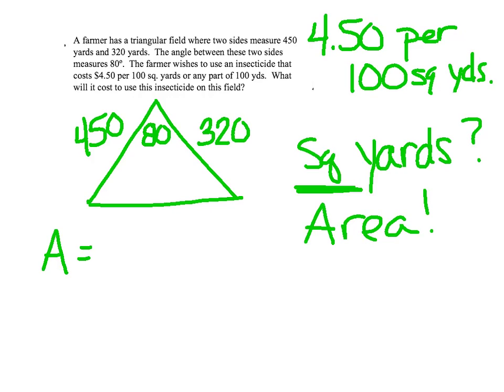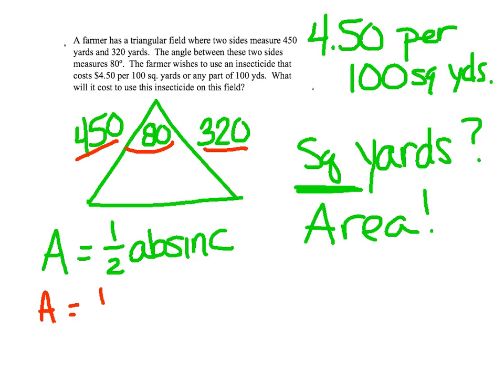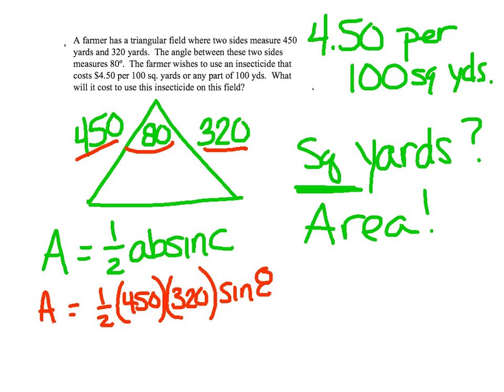So let's grab our area formula. 1/2 AB sine C. Now, can you use the area formula the way it is? Well, do you have side, angle, side? I'd say so. So I've got 1/2, my two sides are 450, 320, and then the sine of 80.